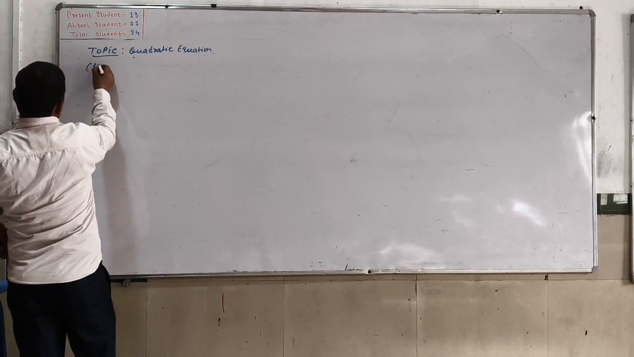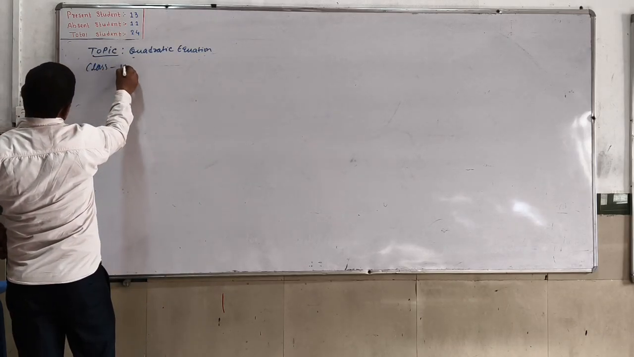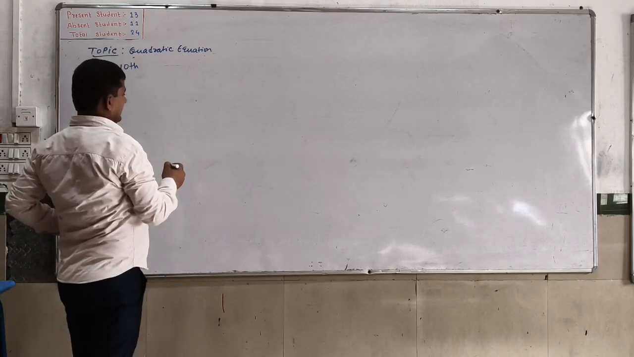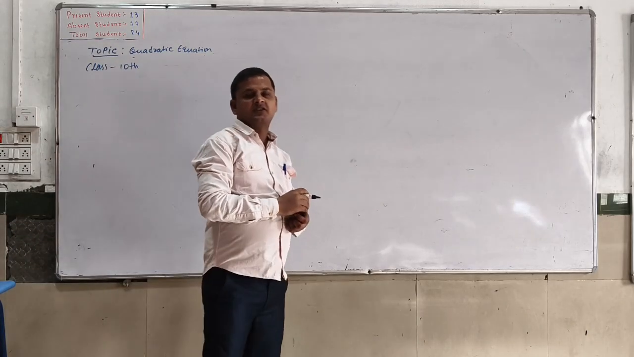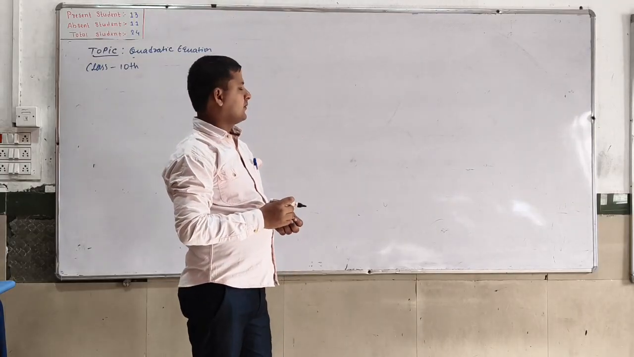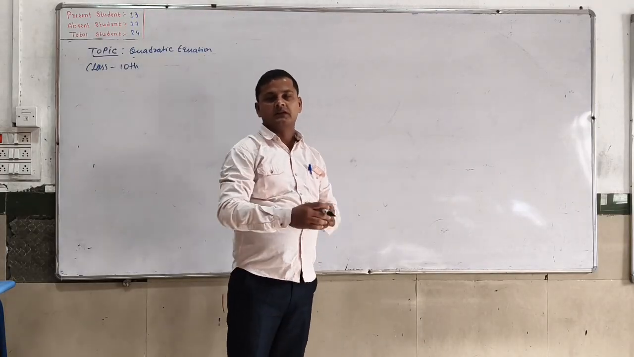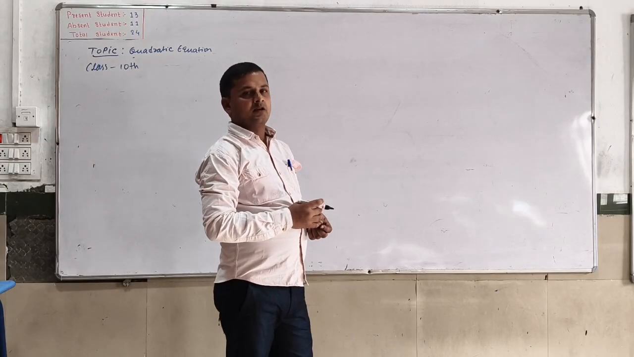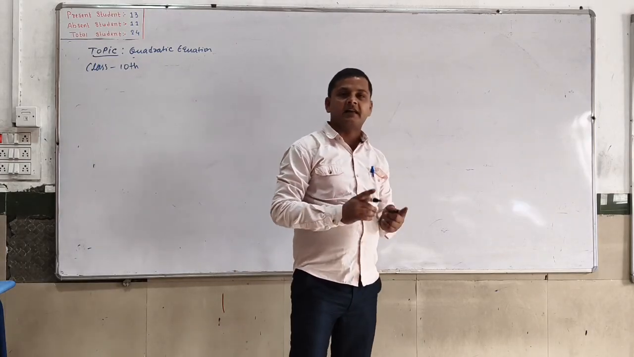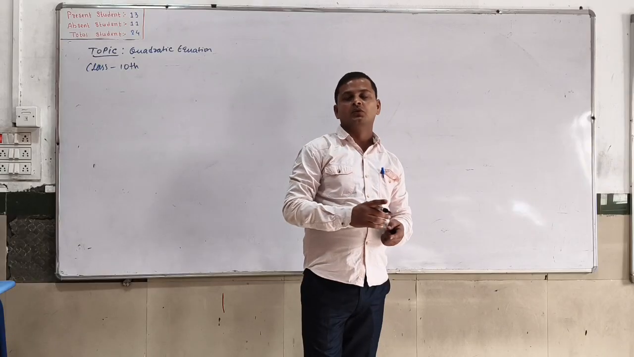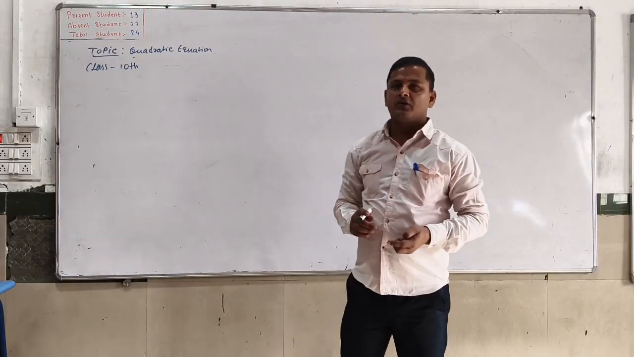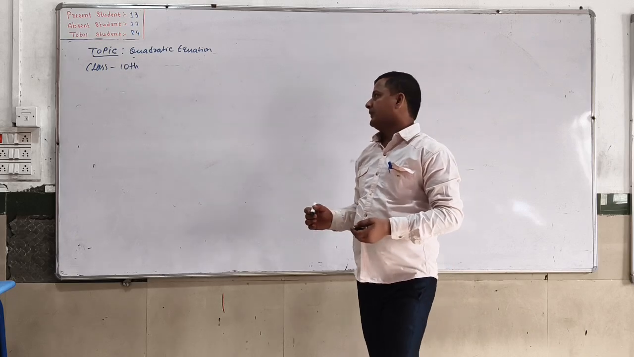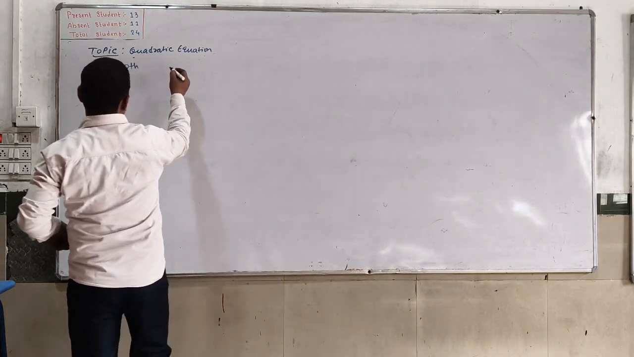Quadratic equations in class 10. What is a quadratic equation? A quadratic equation is in the form of ax square plus bx plus c equal to 0, where a is not equal to 0. A quadratic equation has a higher degree of 2, not more than and no less than 2 degrees. So we can write it in the form of a quadratic equation.